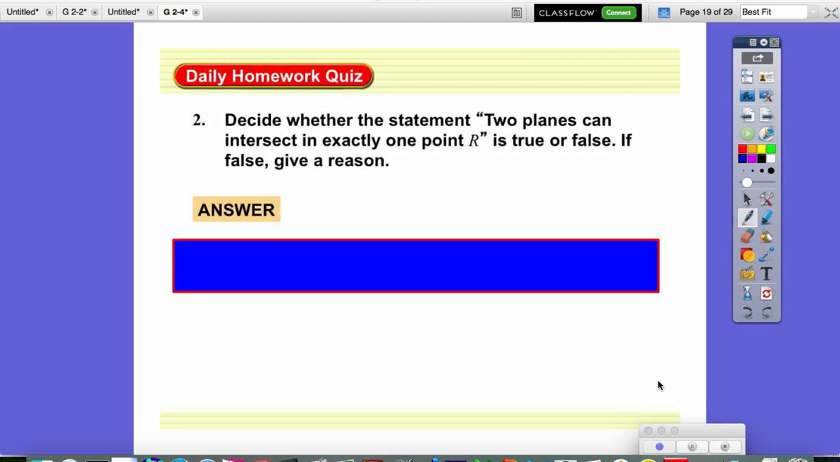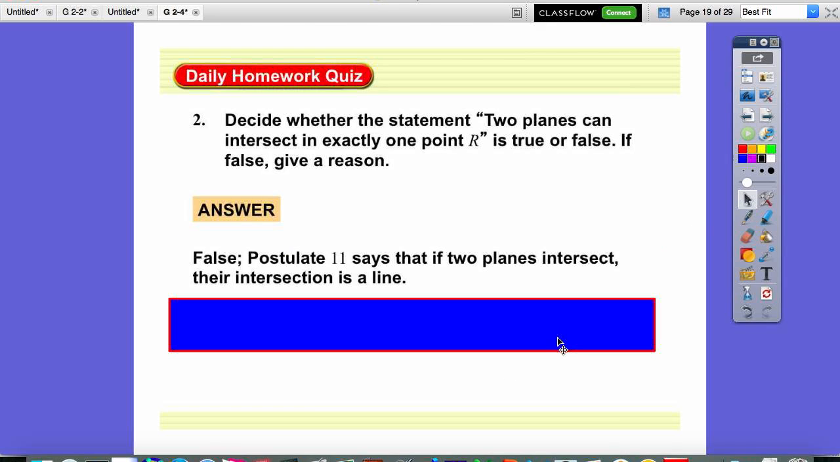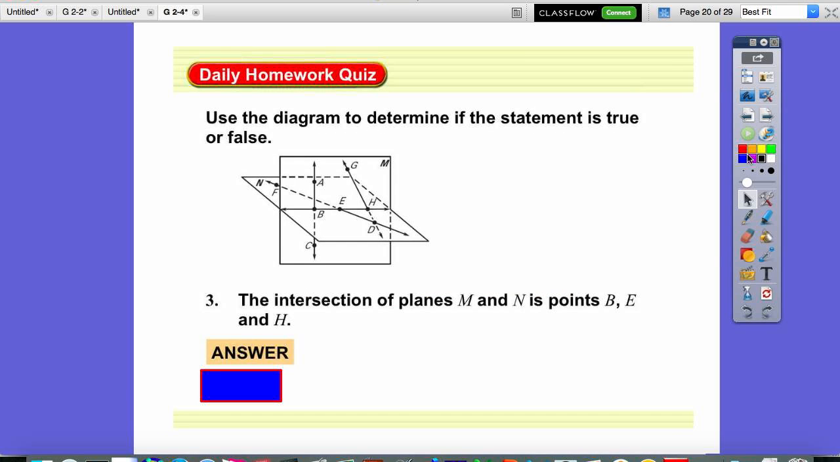So now we're going to decide whether the statement two planes can intersect in exactly one point is true or false. Especially after our quiz, you should be able to get that it's false because they intersect in a line. Use the diagram to determine if the statement is true. The intersection of planes M and N is points B, E, and H. That's false. The two planes intersect in a line. Yes, the line contains points B, E, and H, but it's a line.